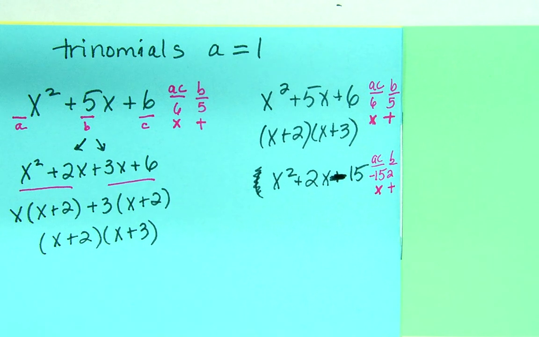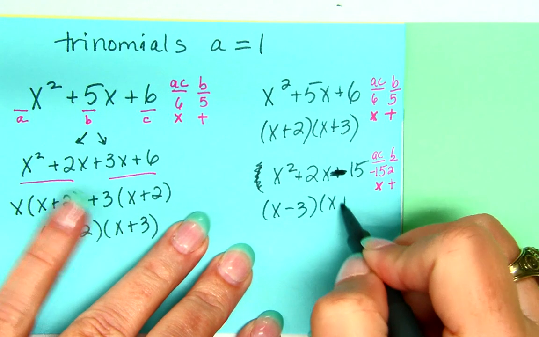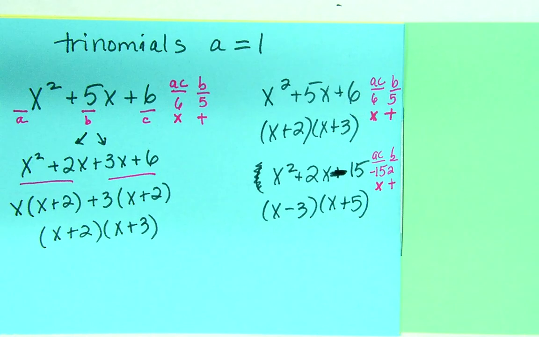Negative 3 and 5, right? Negative 3 and 5? You okay with that? Well, if it's negative 3 and 5, I can go straight here. Negative 3 and 5.